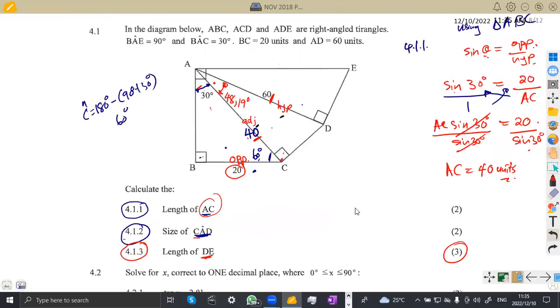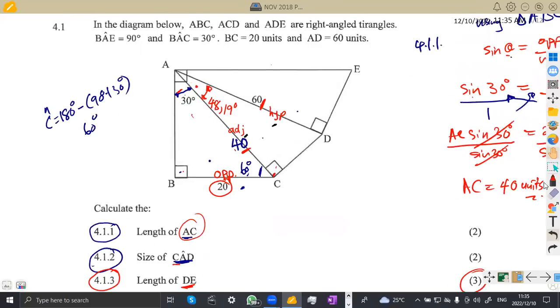the length of DE. Okay, so this is our DE on this part here from D to E, this side here. So definitely we are going to work with triangle ADE. But in triangle ADE, we are just given a right angle here. We do not have any angle. But we can take advantage of the whole of angle A here. The whole of angle A is 90 degrees. It's a right angle. So these 3 angles, they add up to 90 degrees.